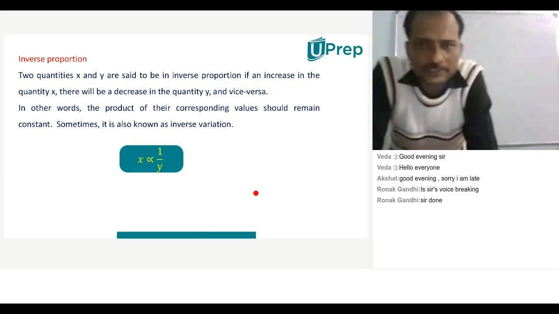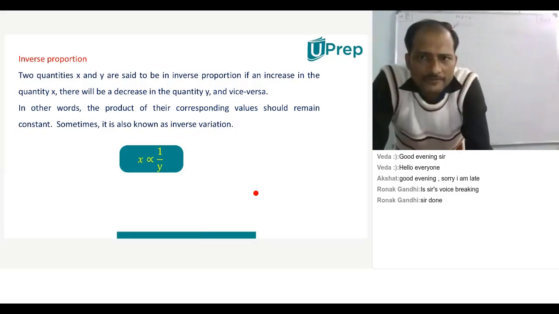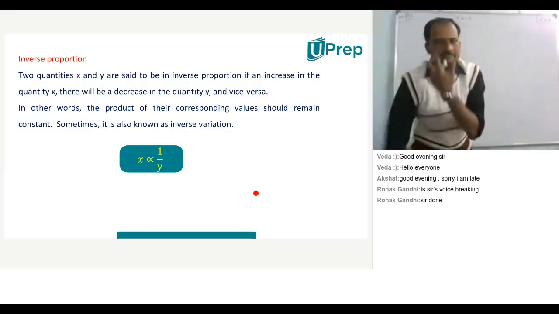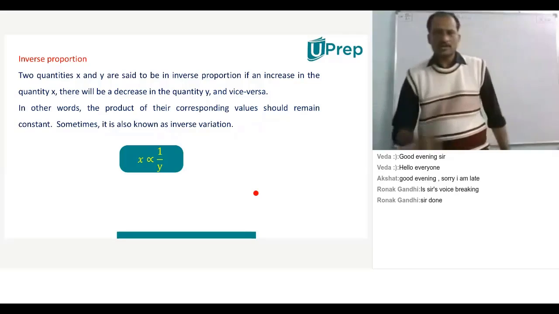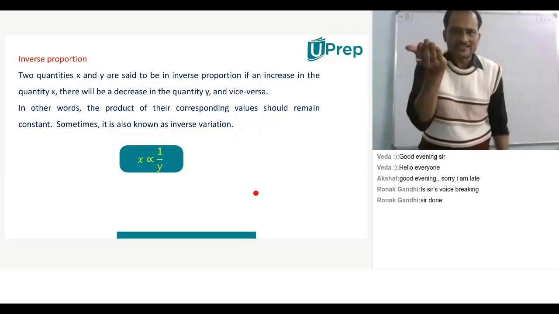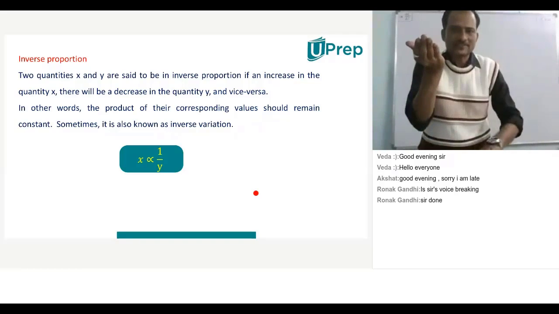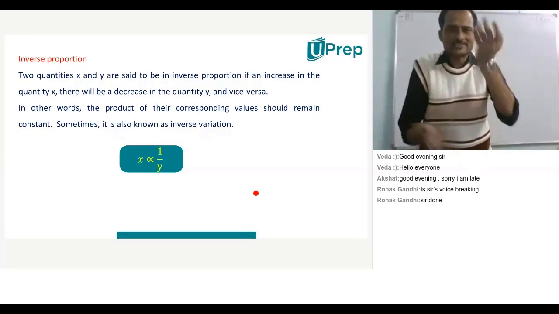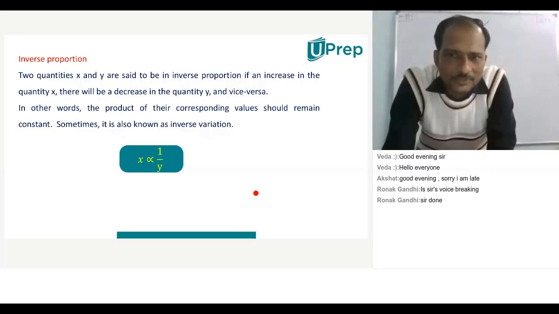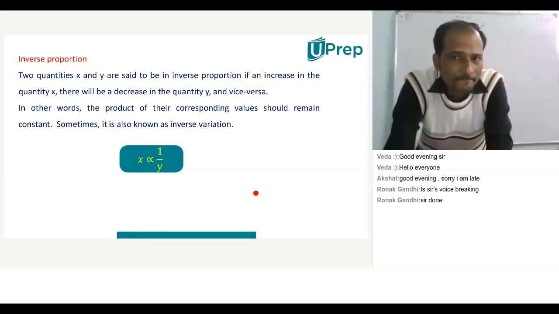Inverse proportion. Okay, now inverse proportion. What do you mean by inverse? It is simple. It is just opposite to direct. That means if one quantity increases, the other decreases. If the other quantity increases, the first quantity decreases. Indirect proportion. Understood? Yes, sir.